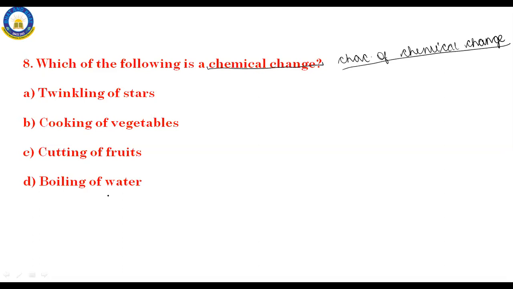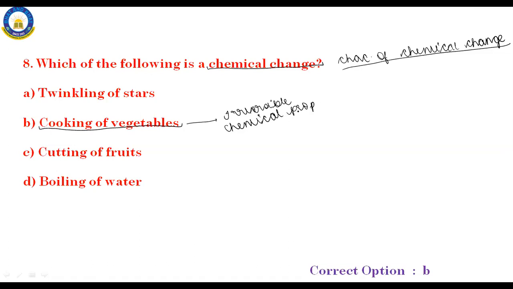So here, if you see, which of the following is a chemical change? Cooking of vegetables is a chemical change. Why? The first thing, it is actually irreversible. Chemical properties of a vegetable are changed, and more heat is absorbed. So these are the characteristics, and option B would be the correct answer for this question.